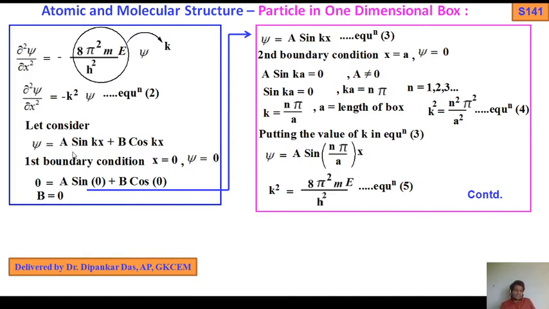Let's consider psi equals A sin kx plus B cos kx. First boundary condition: at x equals 0, psi equals 0. Then 0 equals A sin 0 plus B cos 0, so B equals 0. So we get psi equals A sin kx, equation 3.